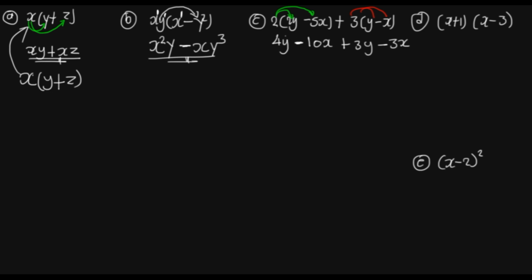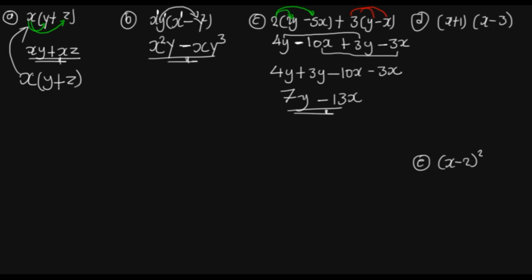Let's see if we can collect the like terms. The 4y and the 3y are like terms. Negative 10x and negative 3x are also like terms. So we can now say 4y plus 3y minus 10x minus 3x. We add 4y plus 3y, we have 7y. Then here also we add, since we have the same sign, negative 10 minus 3, we have negative 13x. So this is our answer.